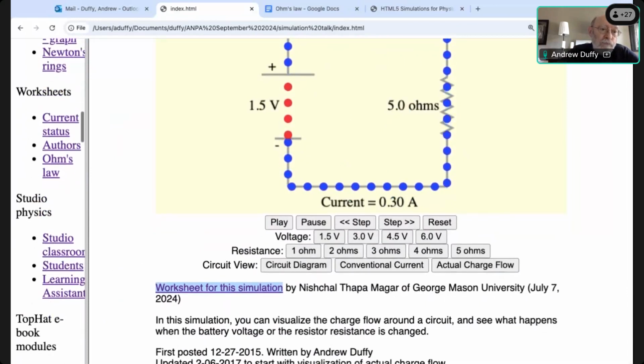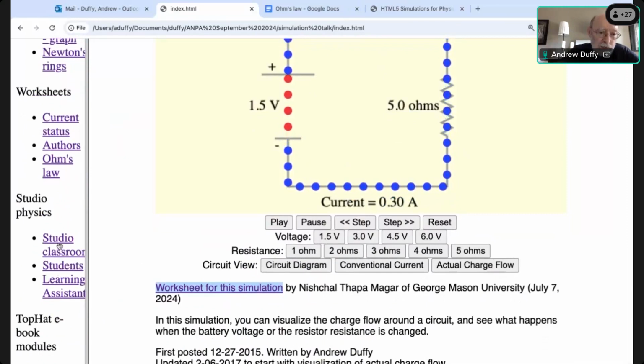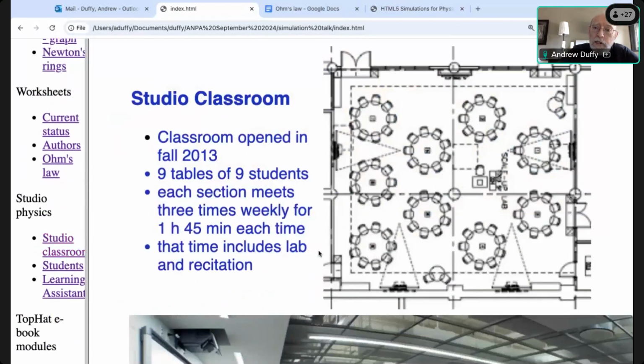Okay, yeah, so we have a studio classroom. Rudra was just talking about the classroom they have at WPI. So we have one that we've been running since 2013. Here's kind of a schematic view. There's 9 round tables of 9 students each. That's 81 students in our classroom.